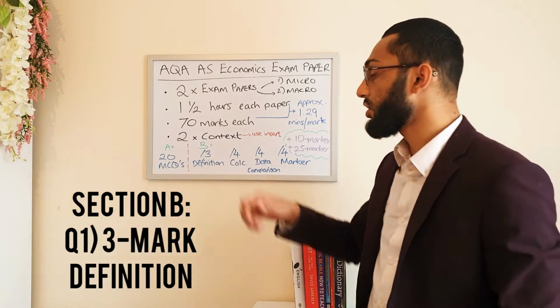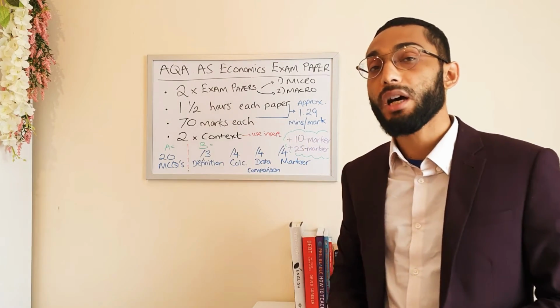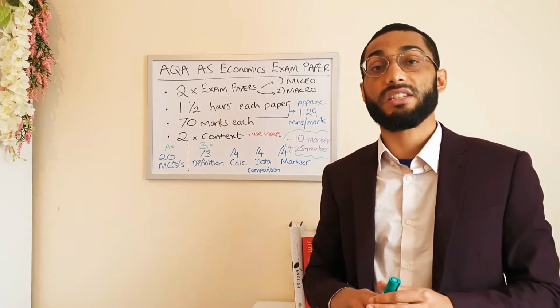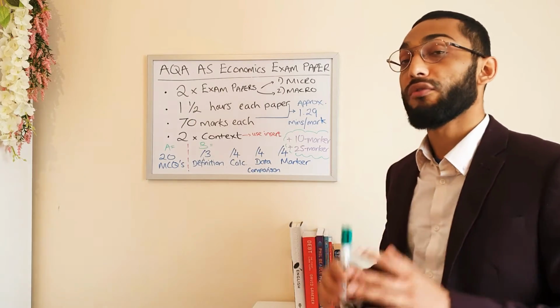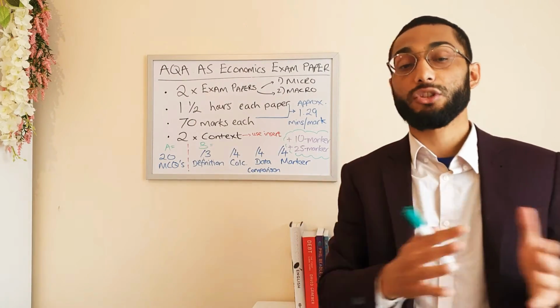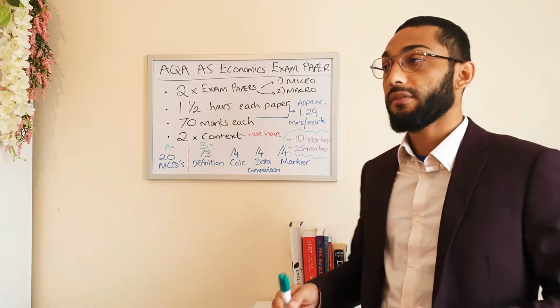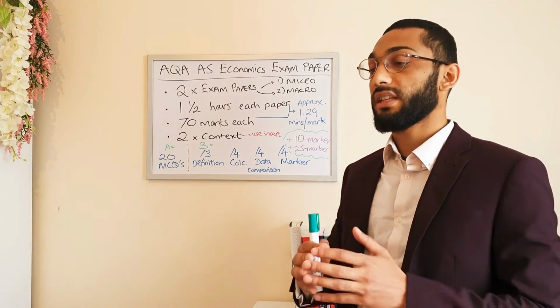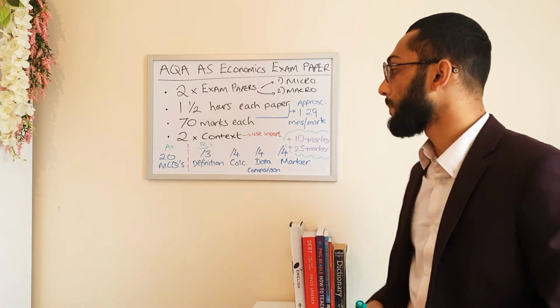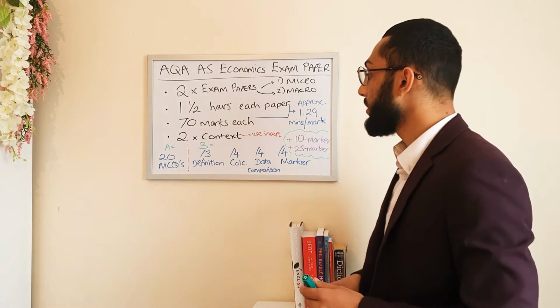Okay, so the definition will gain you up to 3 marks, and it could be based on anything in the specification, anything of that particular paper. So if it's microeconomics, it could be any definition from micro. If it's macroeconomics, then the definition could be anything on macro. So those are the 3 marks there.